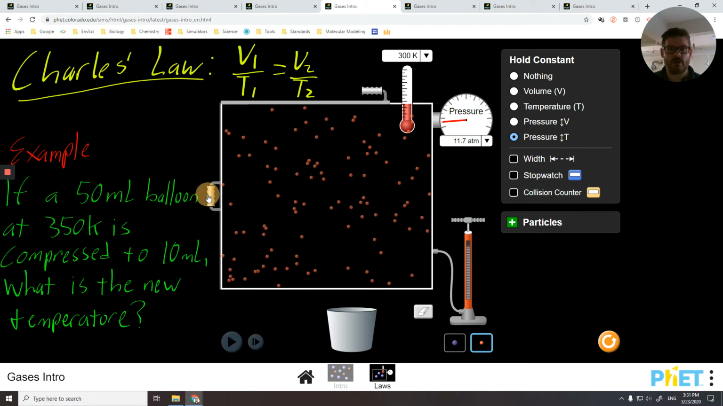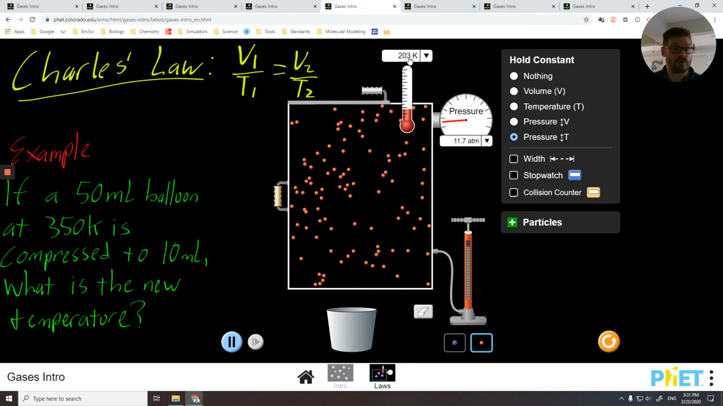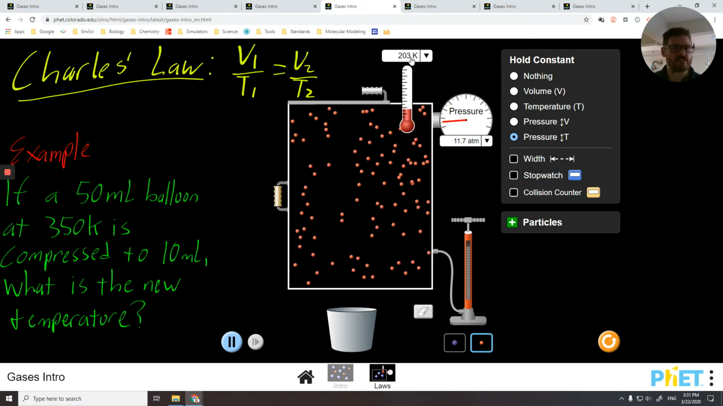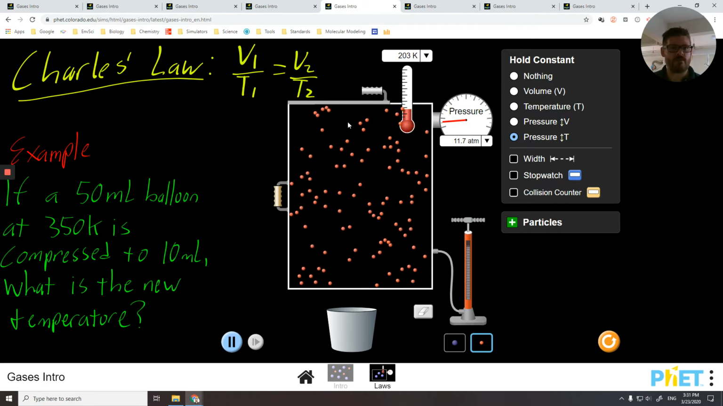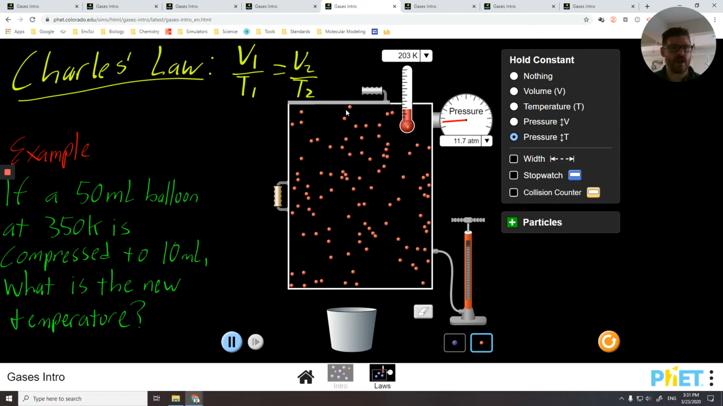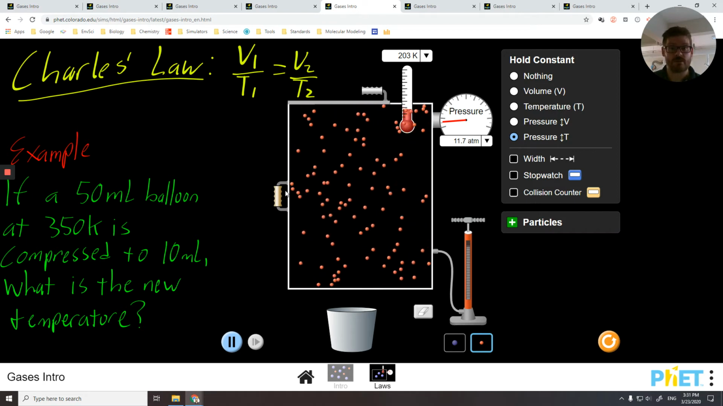Let's have a look. If I decrease the volume, so too did the temperature. This has to happen if we hold the pressure constant, meaning there's fewer collisions. So to have fewer collisions, we have to slow down the particles.